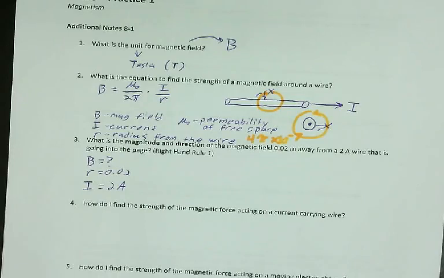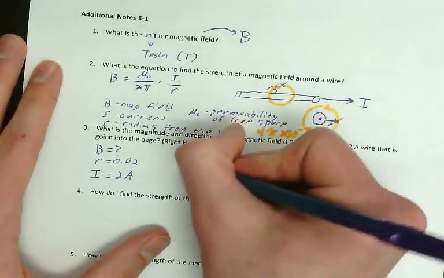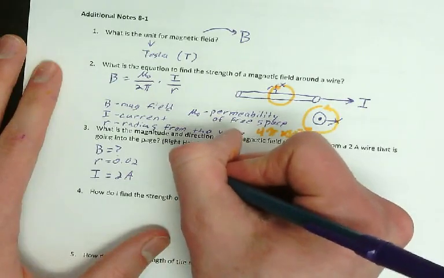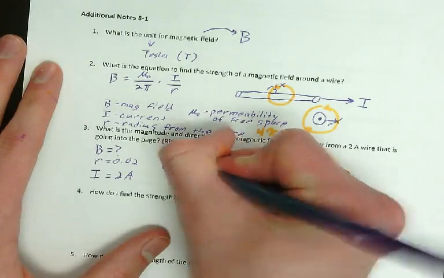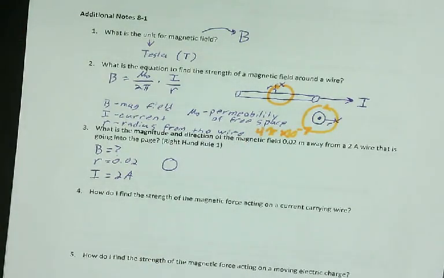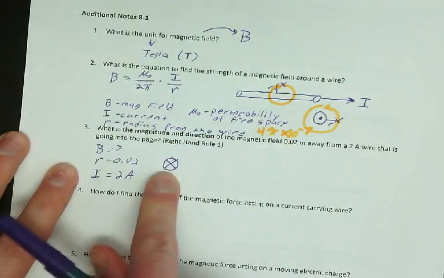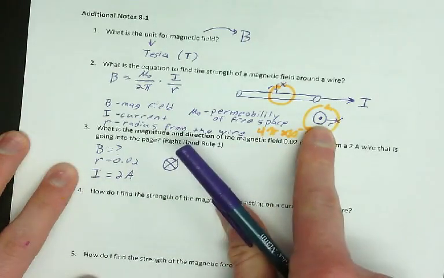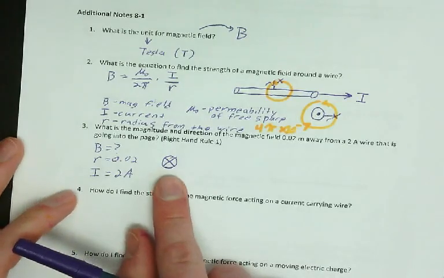Okay, so what is the magnitude and the direction of the magnetic field? So here's how I'd figure it out. I'm going to draw a simple diagram. So here is my wire. The current is going into the page. The way you show into is by drawing an X. It's like an arrow going away from you. But an X shows going into, a dot shows coming out of, like the arrow is going to shoot you in the face. Okay? All right.